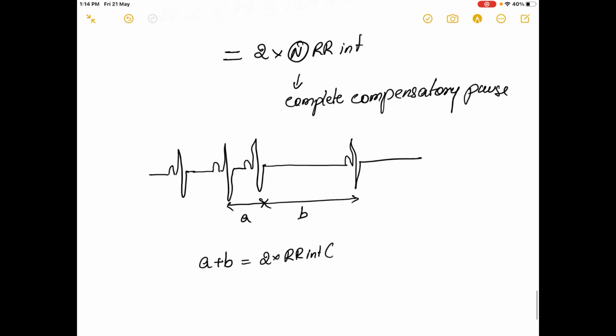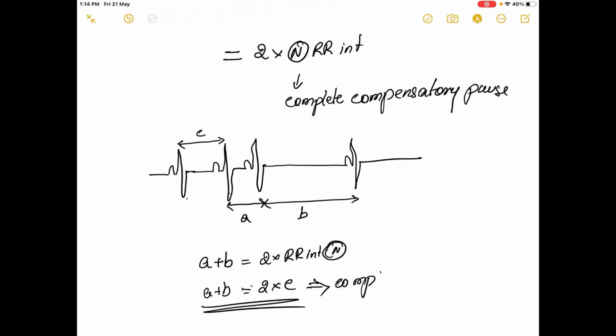that is, these two are normal sinus beats, so the distance between the three, consider it as C. So A plus B should be equal to twice the C. So if A plus B is equal to twice the C, then it is a complete compensatory pause. If not, it is an incomplete compensatory pause.